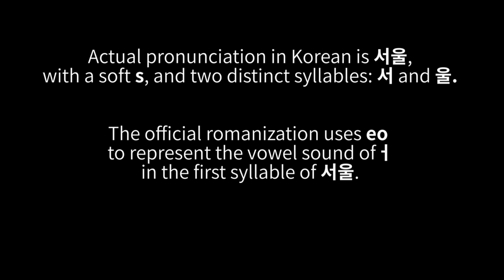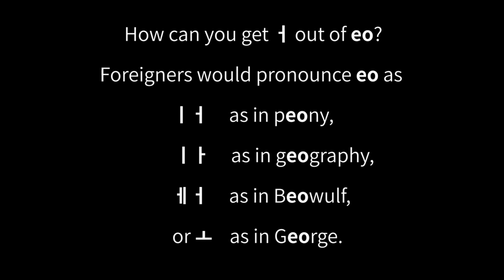The actual pronunciation of this word in Korean is "Seoul," with a soft S, and with two distinct syllables, 서 and 울. For whatever reason, the official romanization system came up with a vowel combination of EO to represent the vowel sound of 서 in the first syllable of Seoul. How can you get 서 out of EO?